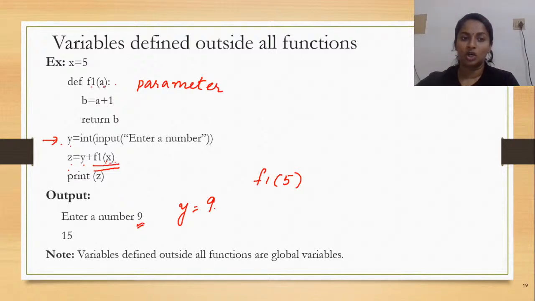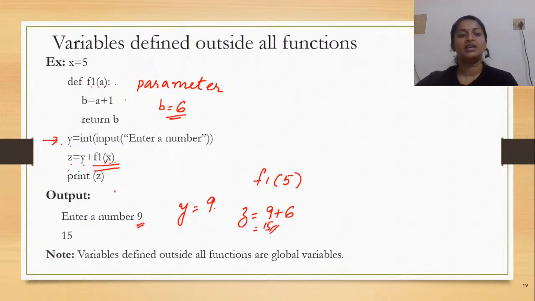Now the function would be called here. 5 plus 1 would be computed, and what is the value of b? 6, right? Now 6 would be returned here. So the calculation would be z is equal to 9 plus 6, right? So now what would be z? z would be 15, and when you try to print z, 15 would be printed.